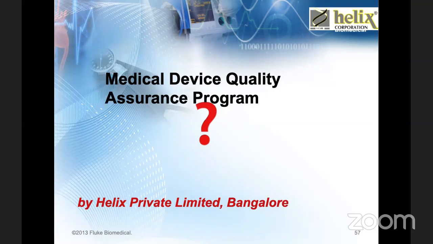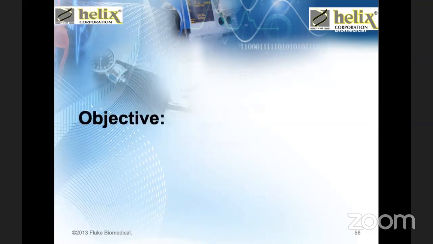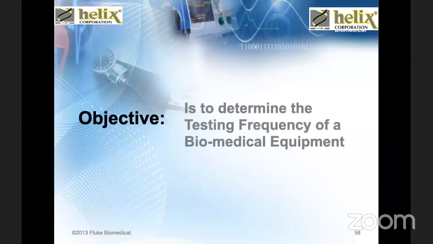What is the purpose of this medical device quality assurance program? The objective is to determine the testing frequency of any biomedical equipment. The testing frequency of an NIBP is different from the testing frequency of a dialysis machine or a ventilator. All machines are equally important, but the critical functions of each and every machine vary, so we have to vary the testing frequency. This presentation is going to tell you about it.